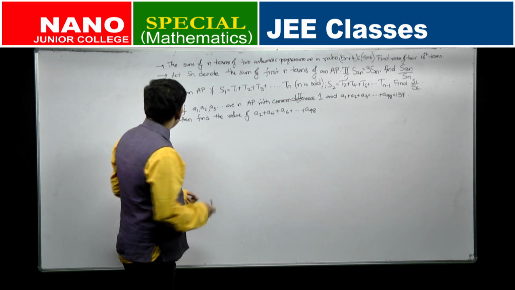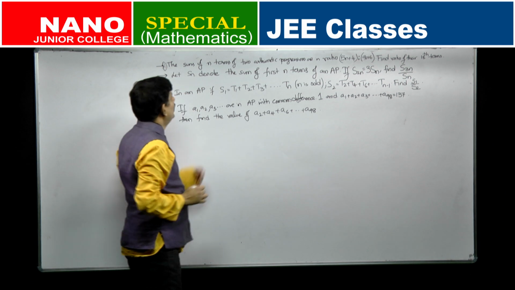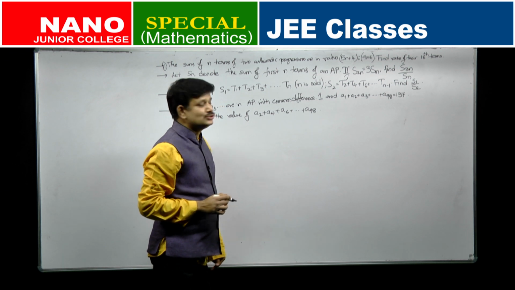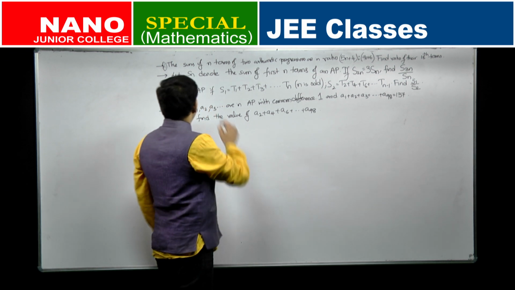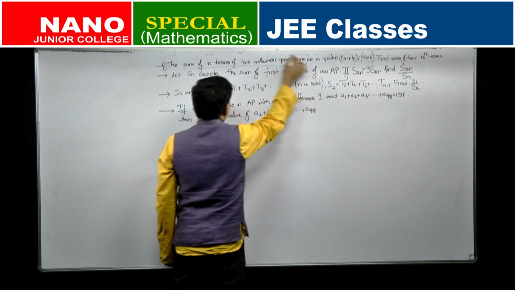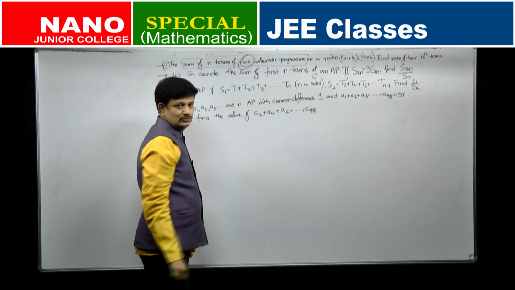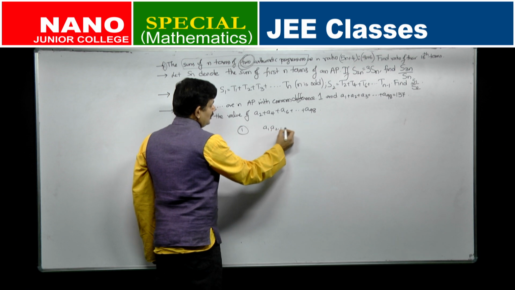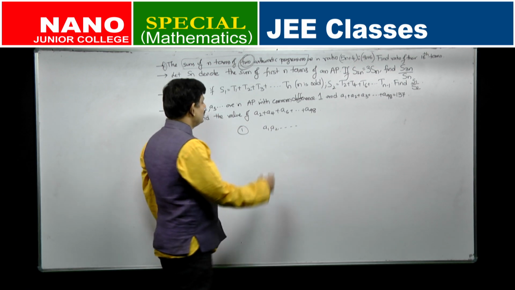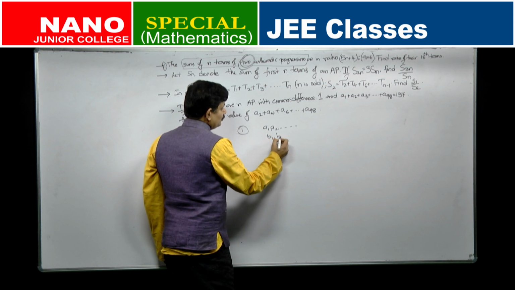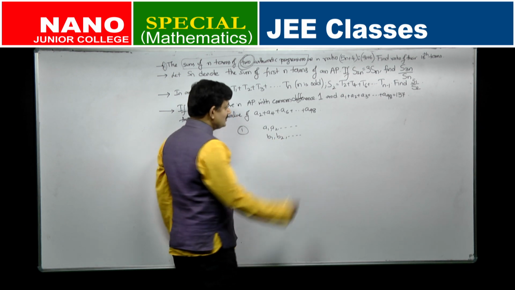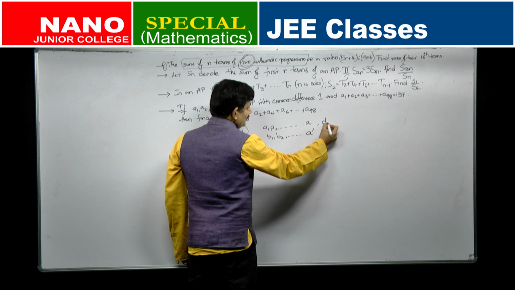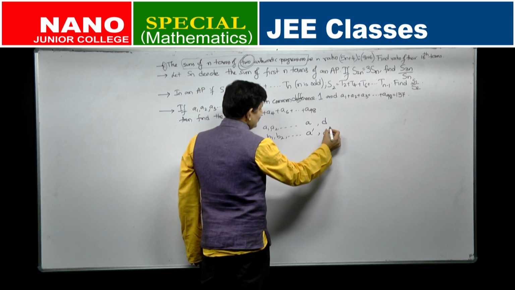Look at the first question. The sum of n terms of two arithmetic progressions are in the ratio 5n plus 4 is to 9n plus 6. What is given? Sum of n terms of two arithmetic progressions. How many arithmetic progressions are there? 2. Okay. So, let one arithmetic progression be a1, a2, a3 and so on, and another arithmetic progression be b1, b2, b3 and so on. First term here let it be a, first term here let it be a dash, common difference here let it be d, common difference here let it be d dash.